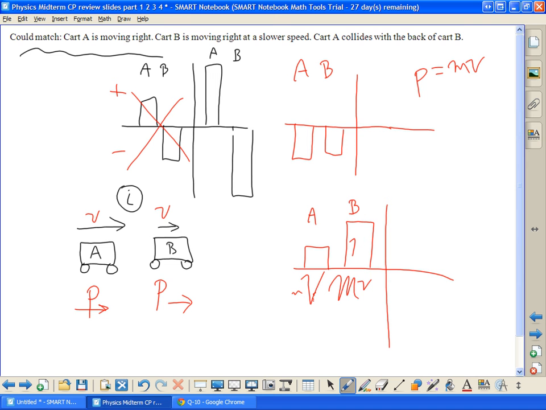Part B is moving slower. Oh, no, wait, that's just momentum. Yep. Good.